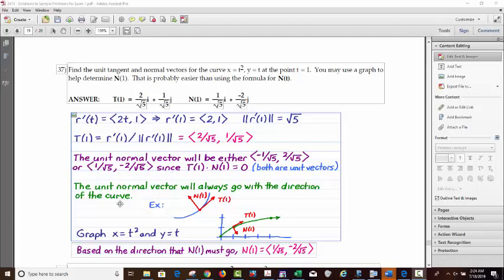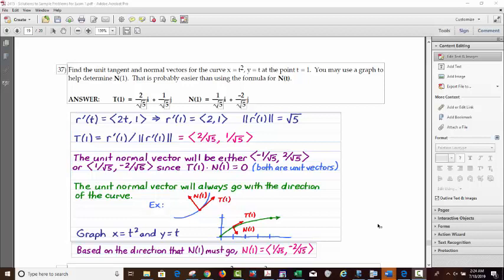The normal vector is going to go inside the curvature, the concavity. So like this one's concave up, so the normal vector would go up. On a graph that's concave down, like it is for this particular problem, concave down, they'll have to go inside, with the concavity, not against the direction of the concavity.